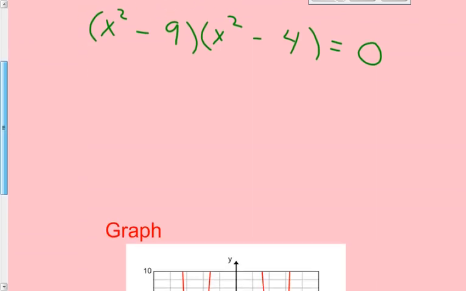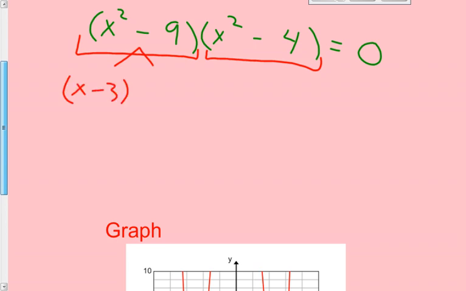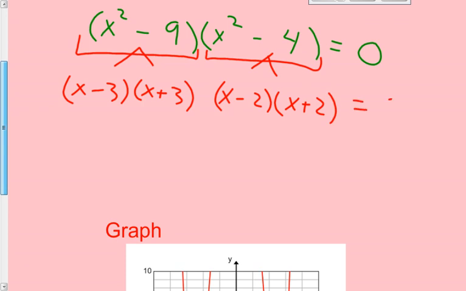Whenever you see 2 terms, what should come to your brain? Hopefully the difference of 2 squares. This can be factored down into x minus 3 times x plus 3. This can be factored down into x minus 2 times x plus 2. So you can factor that down one further again.